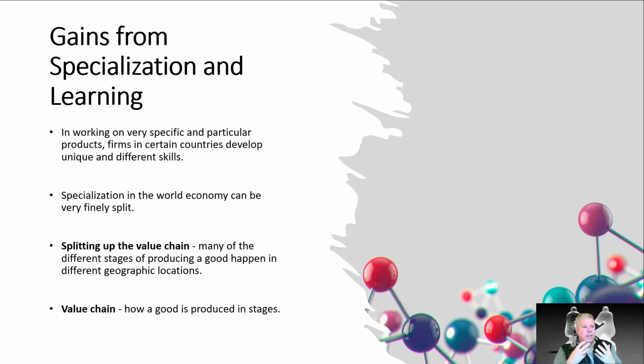And the other thing is it splits up the value chain. Many of the different stages of producing a good happen in different geographic locations. Stuff is moving around, and again, that's driven by some of those economies of scale and specialization efforts. And then you've got the value chain, which is how a good is produced and changed in stages. At what stage does value get added to that good, so that as you move through the value chain, the product is becoming more and more complete.